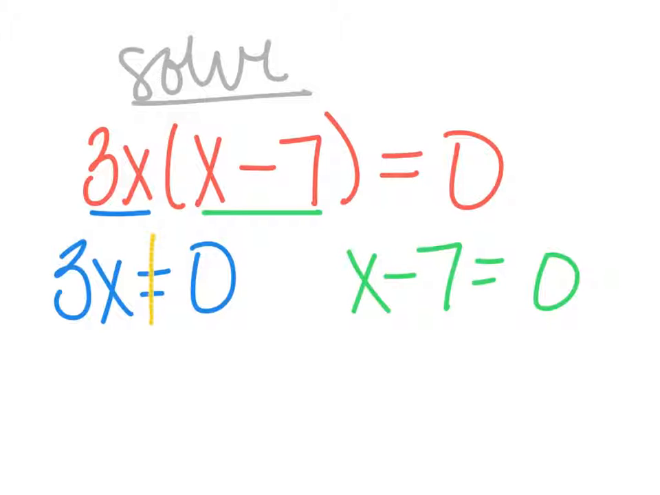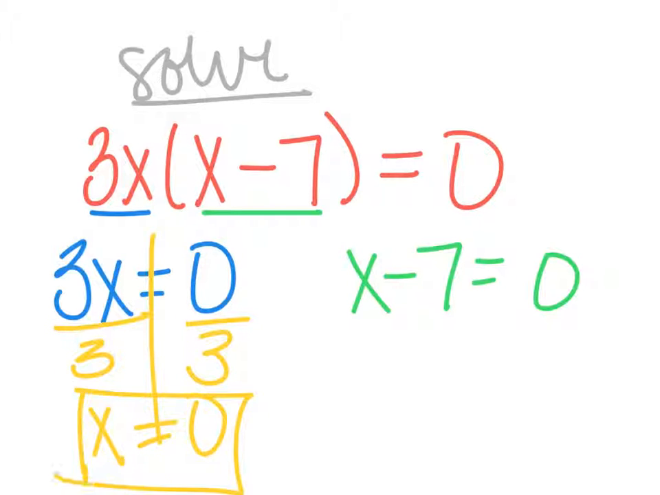So to solve this, to get x by itself for the first one, I'm going to divide both sides by 3, and I get x equals 0. So that's one option. If x was 0, the problem would be 0.